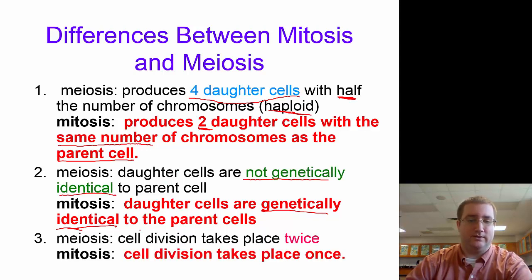And the last thing to compare them, meiosis has 2 cell divisions, while mitosis only has 1 cell division. And those are the big differences I expect you to know between mitosis and meiosis: how many cells are produced, how many divisions occur, are the cells haploid, are the cells diploid.